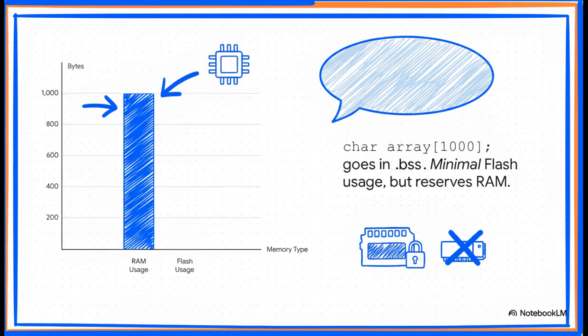It's a clever optimization. Look here, if you declare a big 1,000 byte array without any initial values, it goes in .bss. Now, it'll take up 1,000 bytes of RAM when the program runs, for sure. But look at the flash usage, it's basically 0. The system doesn't need to store 1,000 zeros in your program file. It just makes a little note to itself to set aside that space at startup.